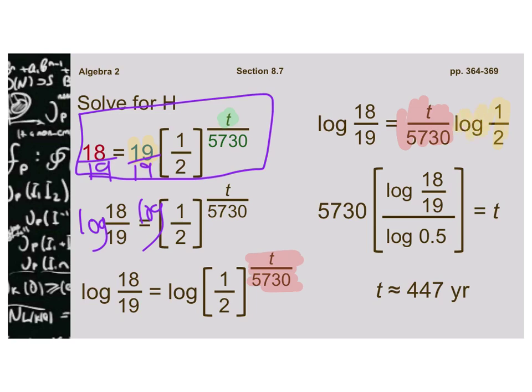See, there's the log 1/2. I'm dividing it up to the other side, and I get T over 5730. Multiply both sides by 5730, and I'm left with T all by itself. So I plug all of this into my calculator, and I get approximately 447 years to get down to 18 grams.